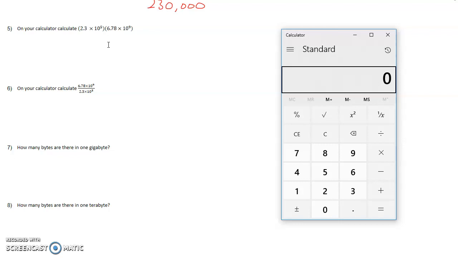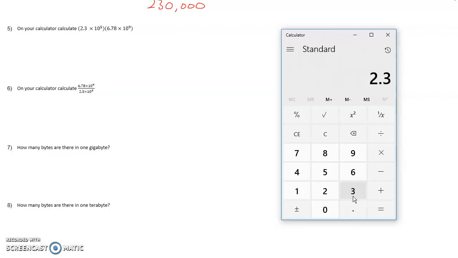Now, there's so many different types of calculators in our class that I can't go through every single type. If you would like to know how to work with scientific notation on your calculator, just come talk to me in class or after class or in office hours, and I'd be happy to show you how to work with that. It's not too bad.